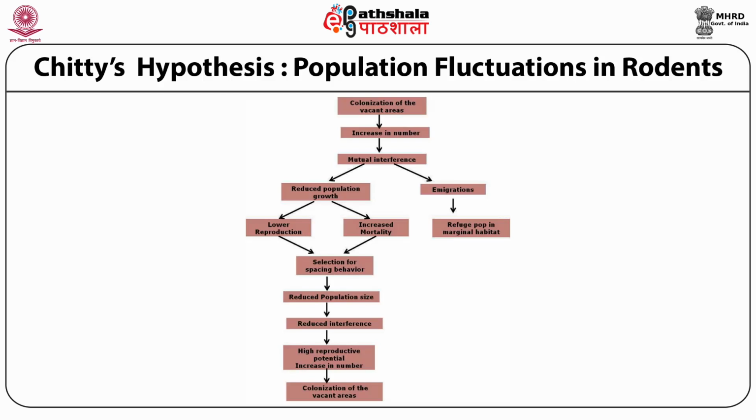The remaining individuals show reduced rate of reproduction and increased rate of mortality. The reduced rate of reproduction and increased mortality lead to a selection of the species in their behavior. As a result, they get sufficient good niches for their survival and their population starts increasing again because there is no mutual interference or there is a reduction in the mutual interference by the other individuals. As a result of this, there is again an increase in reproduction and the population starts increasing in number and it again goes to the peak values.